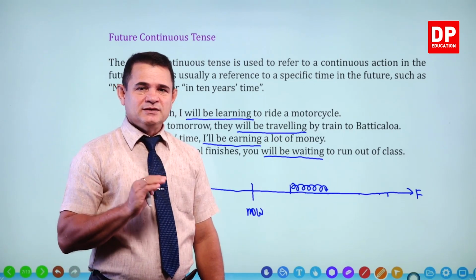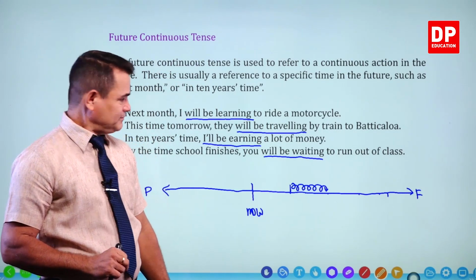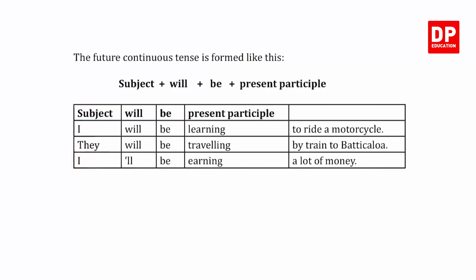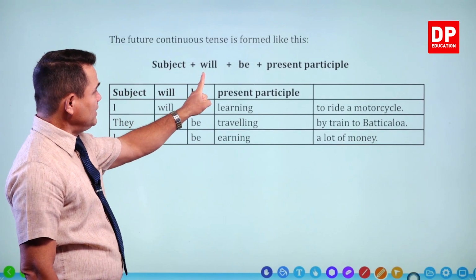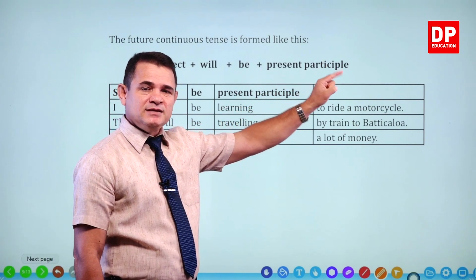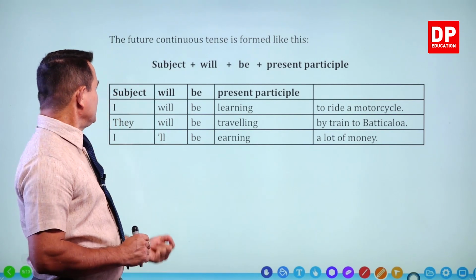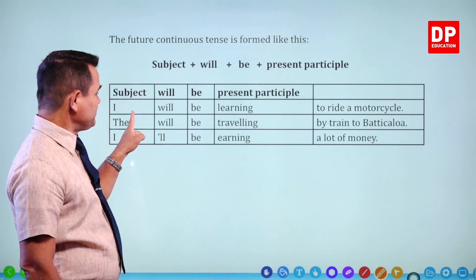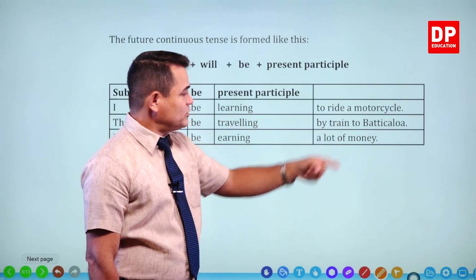Remember then, this is future continuous tense. Next one, future continuous tense is formed like this. How it is formed? Future continuous හැදෙන විදිය. Subject will be a present participle. ඒ කියන්නේ ing form of the verb. ක්‍රියාපදයේ ing ස්වරූපය. Now here subject I will be learning to ride a motor bicycle.